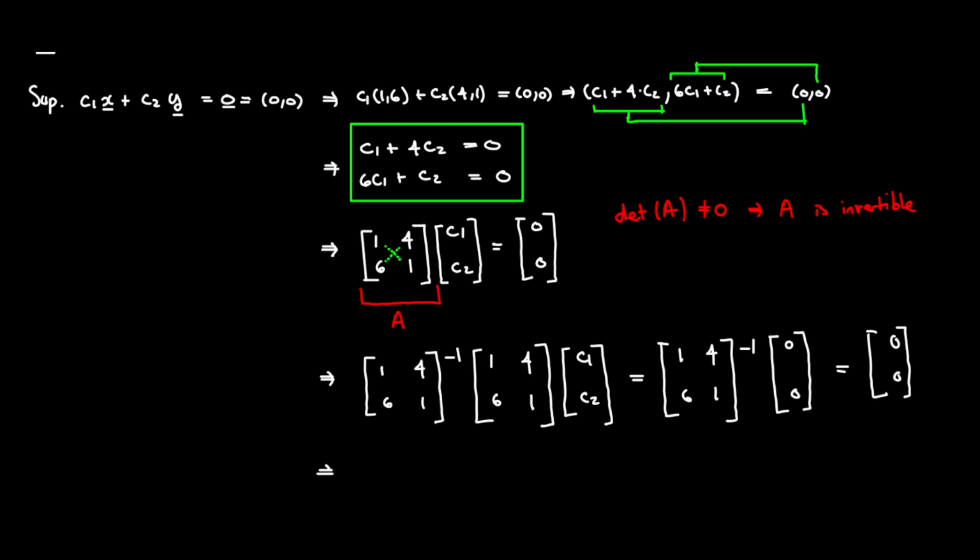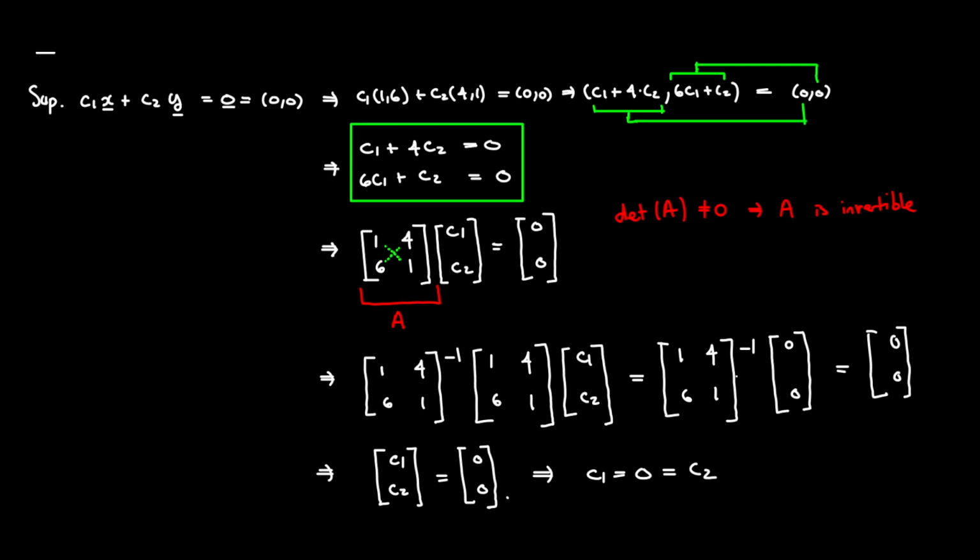And here, what I'm going to get is just the vector C1, C2. Because this here will cancel to the identity matrix, and the identity matrix multiplied by any matrix or any vector is just going to be that vector. So here we're just getting that C1, C2 is equal to 0, 0. In other words, C1 is equal to 0, and C2 is equal to 0.